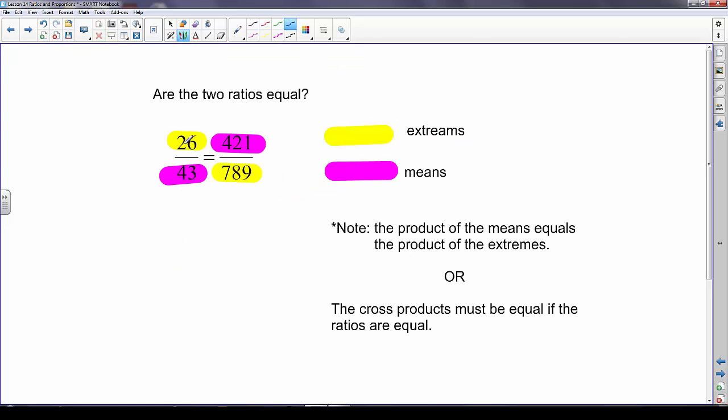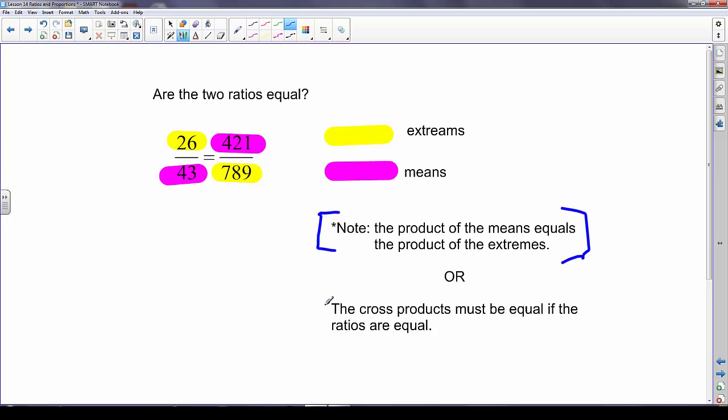How do you tell if you have two equal ratios? Well, you could reduce these. If you can't think of the reducing part, notice the highlights here. There are some special names for these numbers. The numbers in yellow are called the extremes, and the numbers in, I believe that's purple, are means. And there's a little expression, the product of the means equals the product of the extremes. Nobody ever remembers that, okay?